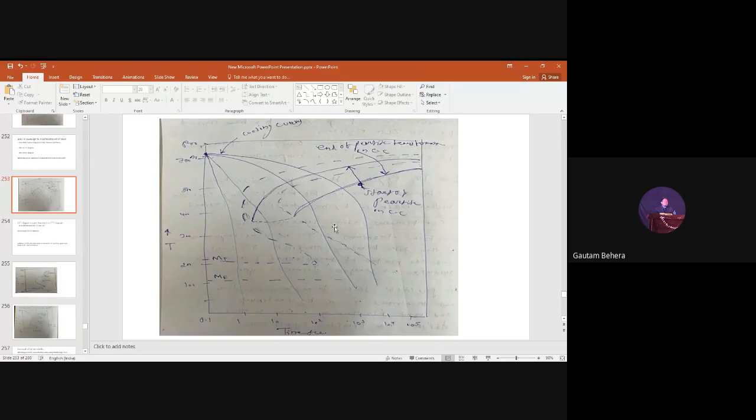What is the bainitic range? Who remembers? What is the bainitic range temperature? If you want to form bainite, what is the temperature range?